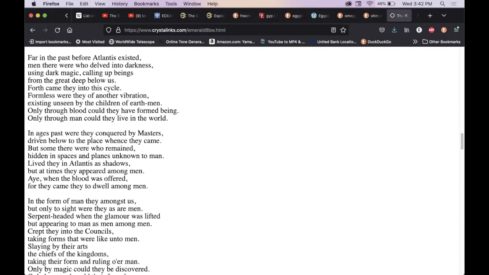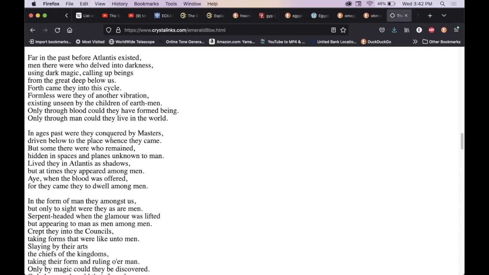It even says right here that, even before Atlantis, these things existed, but these things are formless and they're from another vibration. This is from the spirit realm. They exist unseen by the children of earthmen. Only through blood could they have formed being, which means they have to take over a body, basically a possession. Only through man could they live in the world. They take over people's bodies, just like Invasion of the Body Snatchers, but they have to be called forth by another magi, another magician.